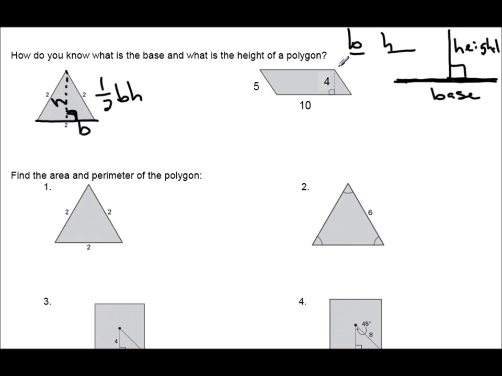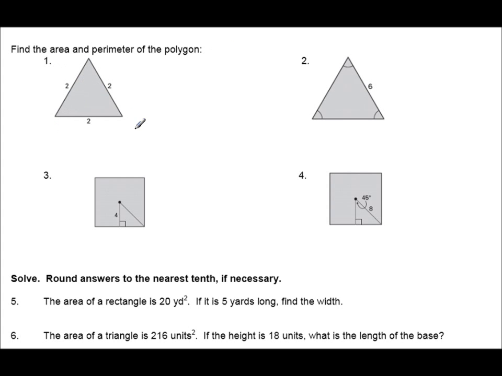Now we have a parallelogram over here. They gave us side of 5, which is the slanted side, so we're not going to use this for our base or our height. The base and the height are perpendicular to each other. So 4 would be the height and 10 would be the base. The 5 would just be there to throw you off, or if they gave this to you and they didn't give you the height, you could use it to find one of the missing lengths of the sides.